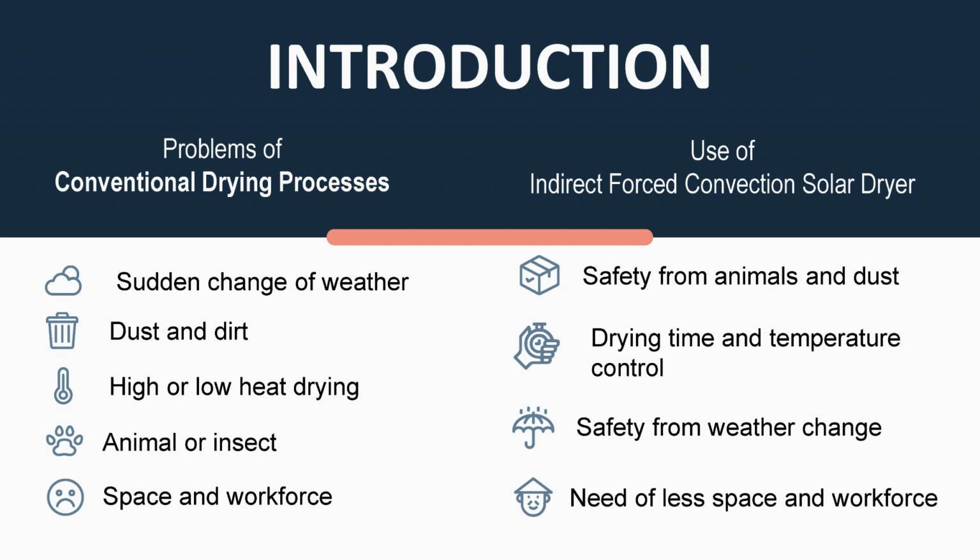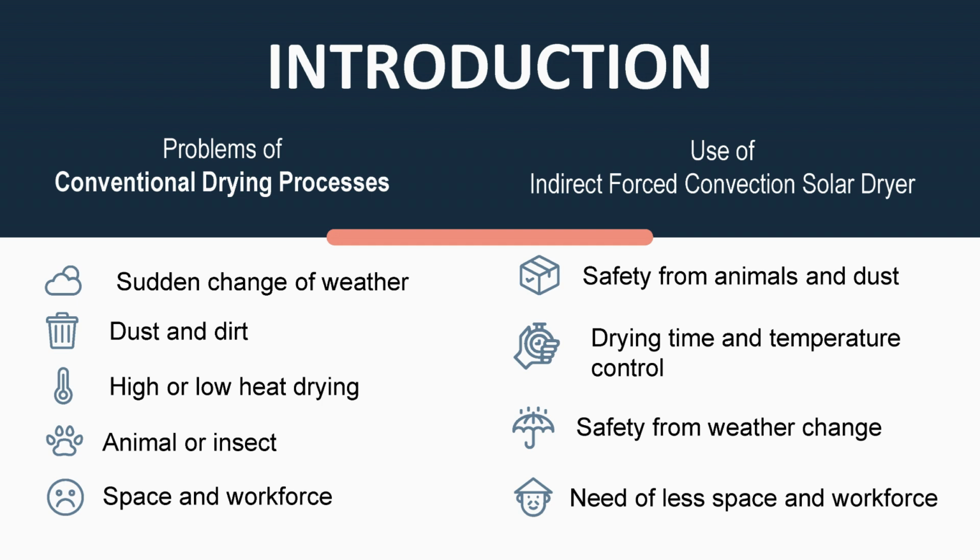So what are the problems of the conventional drying process? While some agricultural products are dried in an open place, it faces some problems such as sudden change of weather. Sometimes there is sudden rain, sudden increase of air velocity, and dust and dirt falls over the product. Temperature variation happens too frequently. It is not possible to control temperature outside. Animals or insects attack agricultural products sometimes, and it needs large space and a high number of labor. These problems decrease the quality of the product.